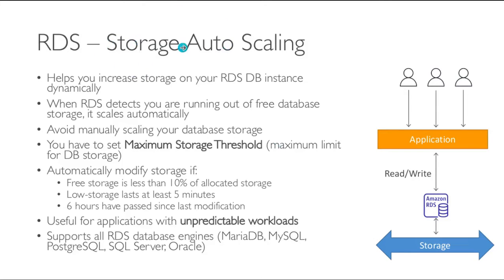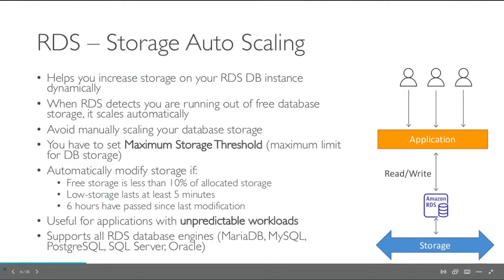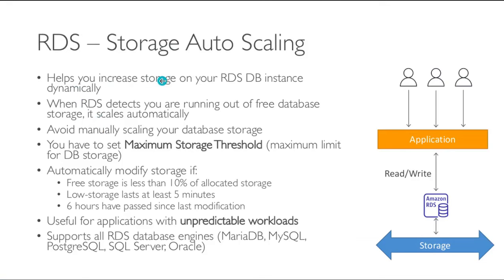Then you have auto scaling. You have seen that by default RDS gives you 20 GB of storage, which you can increase up to 64 TB. But you also have an option to enable auto scaling. Auto scaling helps you increase storage on the RDS instance dynamically, which means whenever the amount of data in your RDS increases, the storage should be increased at the backend as well. And when RDS detects you are running out of free storage, it scales automatically.